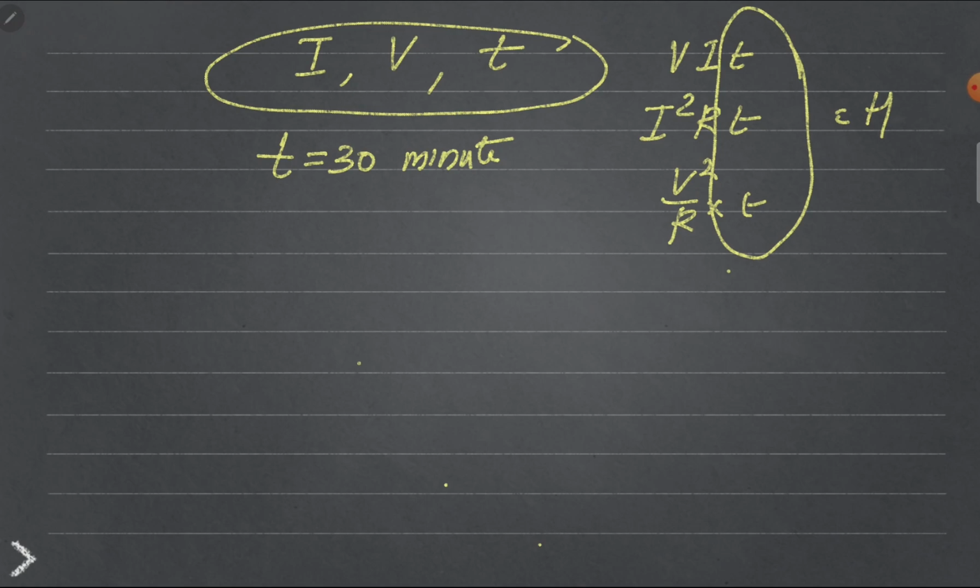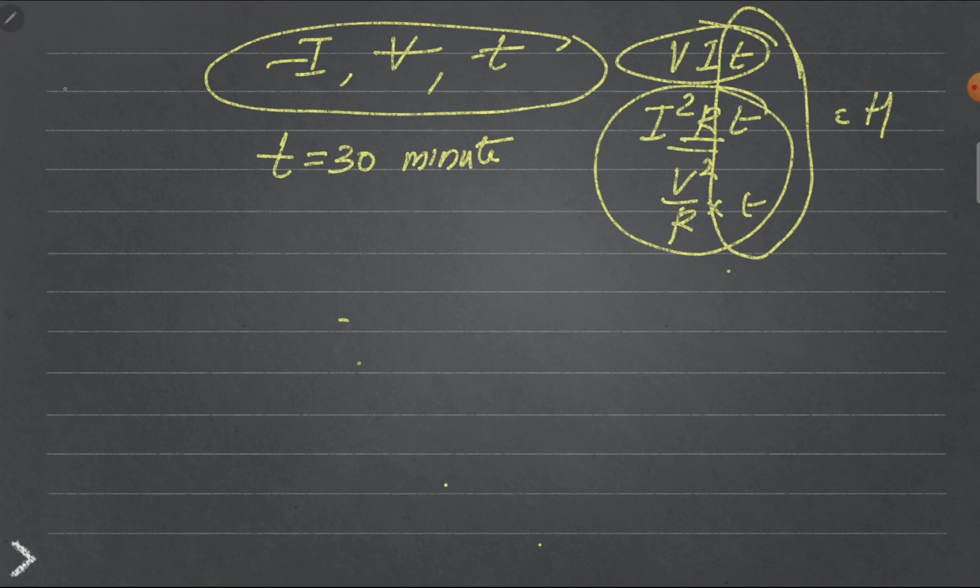V, I and T are given. So this will be the equation that we need to use to find the heat generated easily. You can use the other equations also, but then you will need to find R by using the equation V by I and so on. So no need to do all that. You just substitute the values of V, I and T in this equation. H is equal to VIT.